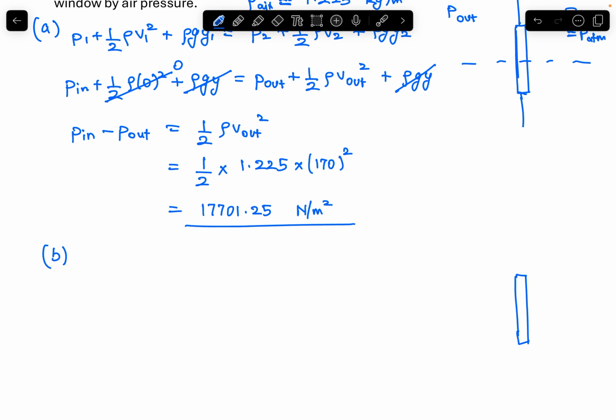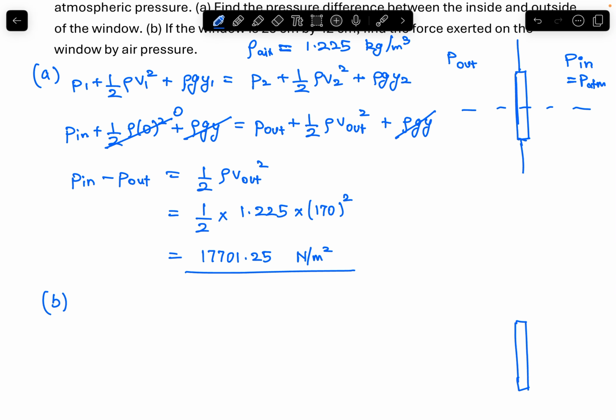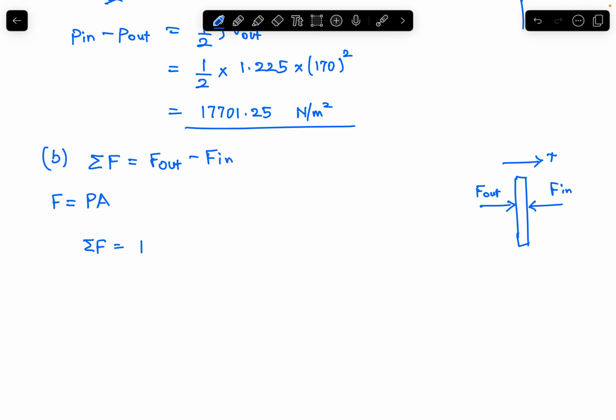This is the window. Because of the internal pressure, there will be a certain amount of force on it, let's call it F in. And because of the external pressure, there will be a certain amount of force on it, let's call it F out. So looking at the summation of forces in this case, towards right is positive, so F out minus F in, but F is equal to pressure times area. So my summation of forces is equal to pressure on the outside times area.